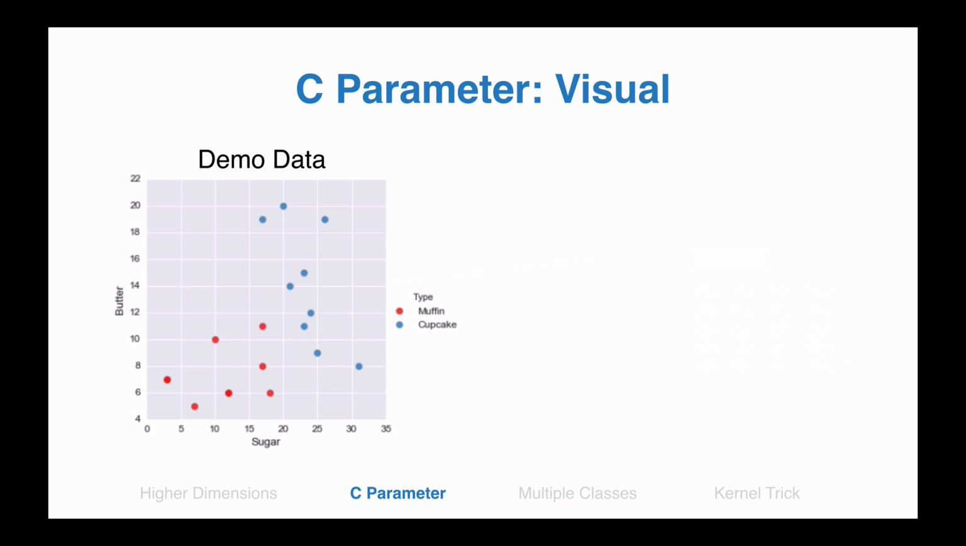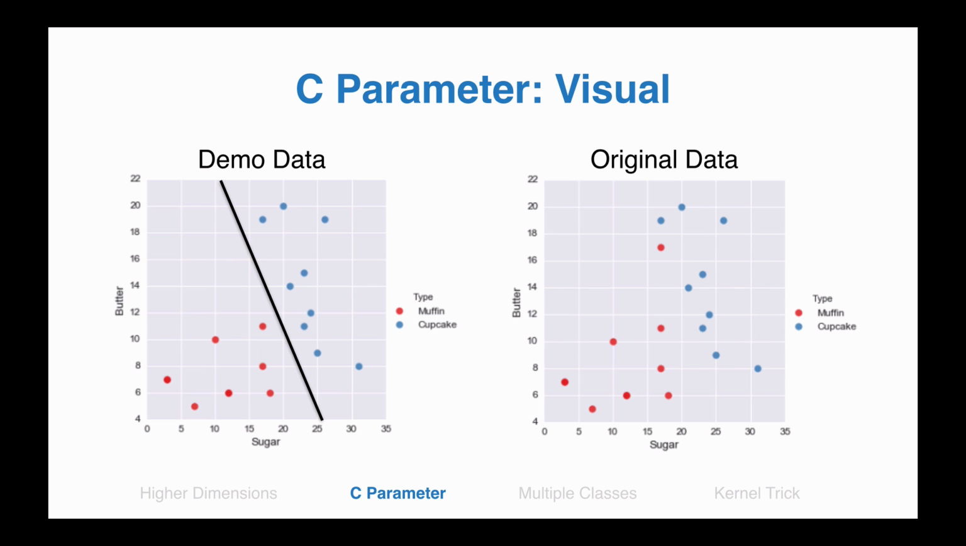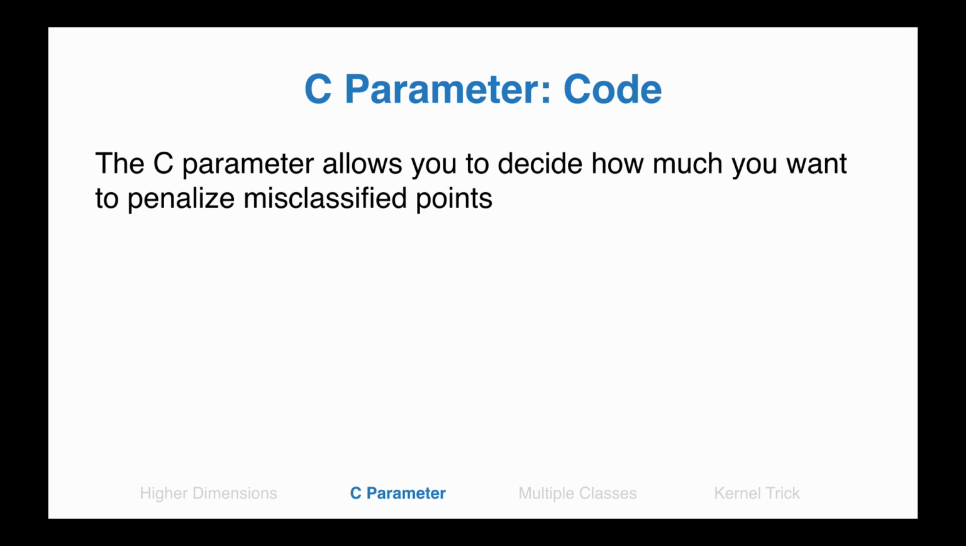Okay, moving on to the C parameter. On the left here, you can see this is the data that we've been working with, and we were able to separate it with a line pretty easily. But I actually hid one piece of data from you. So this is what the original data actually looked like. And you can tell there's this red dot on the top of the screen there. If we were to create that line on the left, you see that that red dot actually gets misclassified. So this is where the C parameter comes in. The C parameter allows you to decide how much you want to penalize these misclassified points.